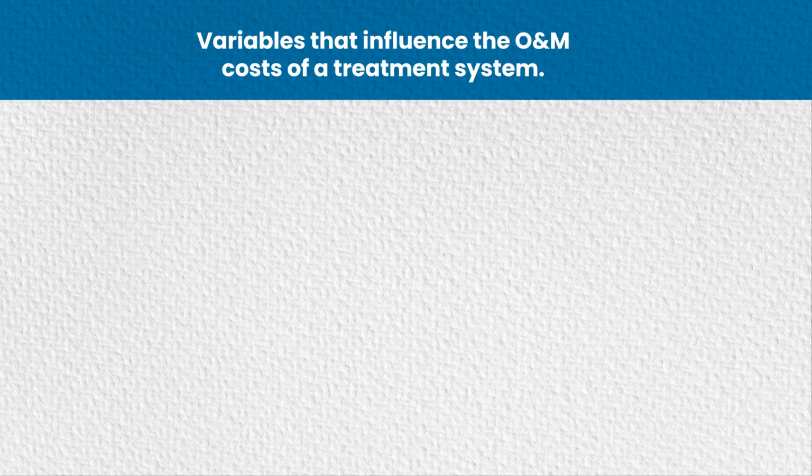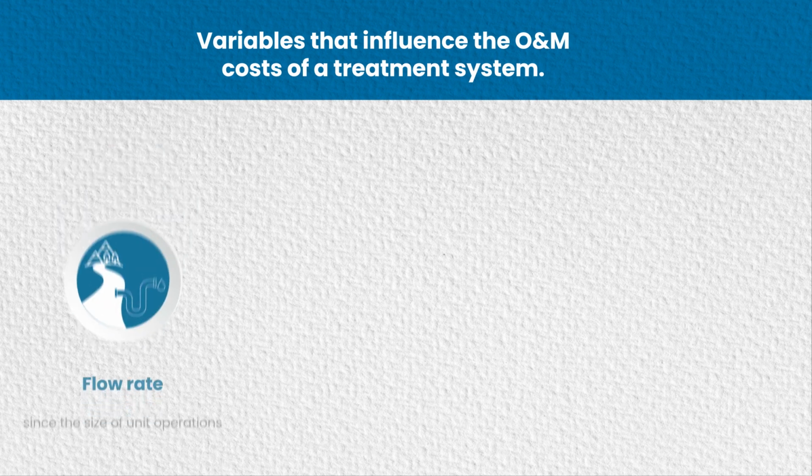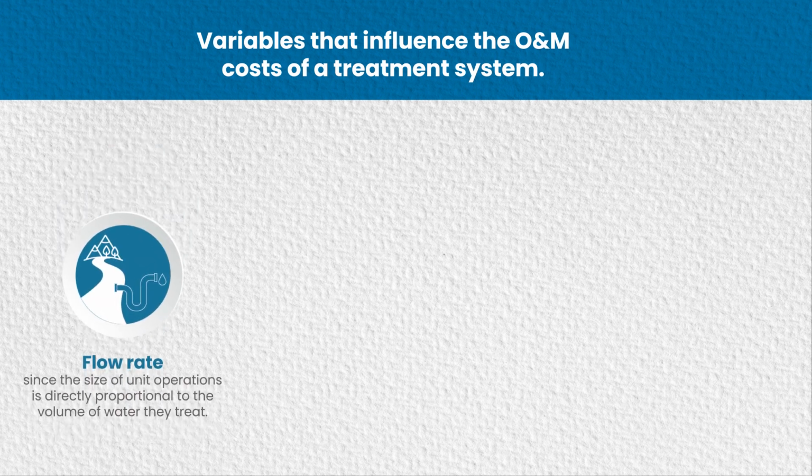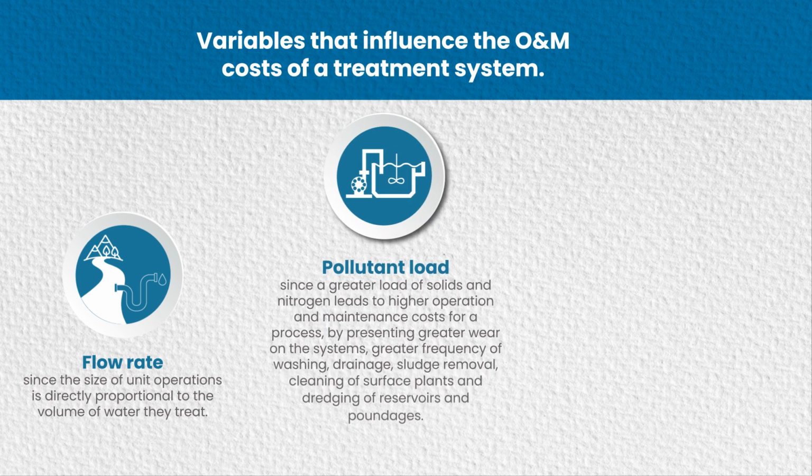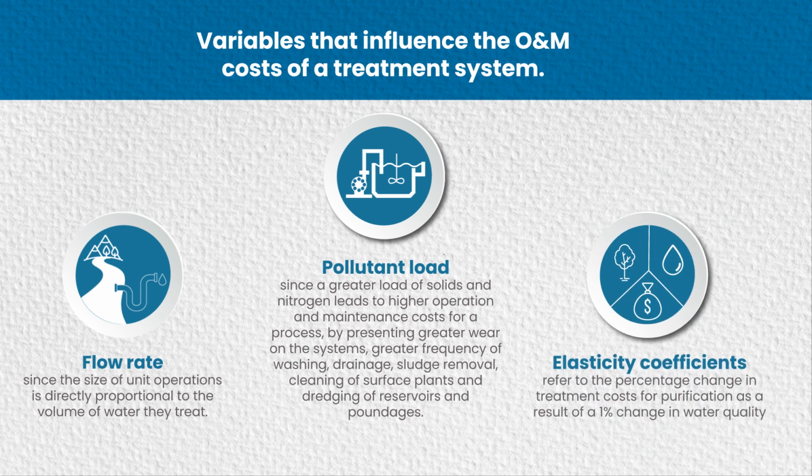To conclude, variables that influence the operation and maintenance costs of a treatment system are flow rate, since the size of unit operations is directly proportional to the volume of water they treat. Pollutant load, since a greater load of solids and nitrogen leads to higher operation and maintenance costs for a process, by presenting greater wear on the systems, greater frequency of washing, drainage, sludge removal, cleaning of surface plants and dredging of reservoirs and ponds. And elasticity coefficients refer to the percentage change in treatment costs for purification as a result of a 1% change in water quality.